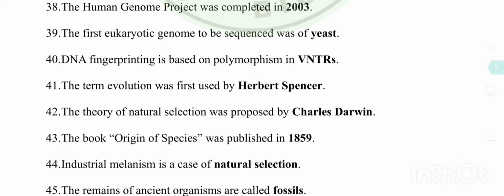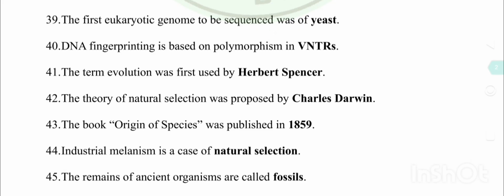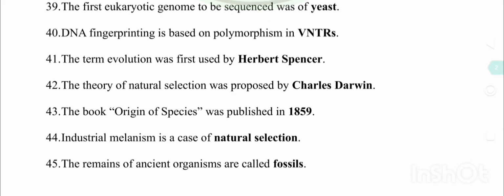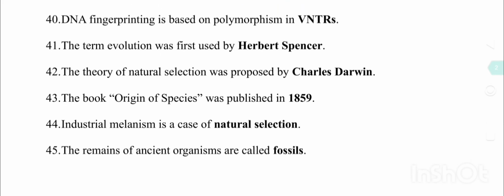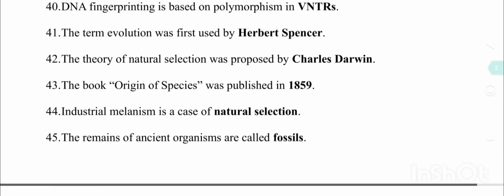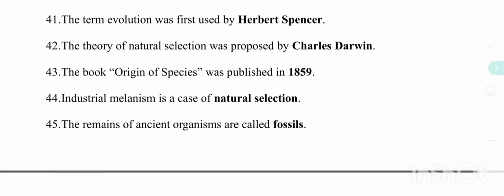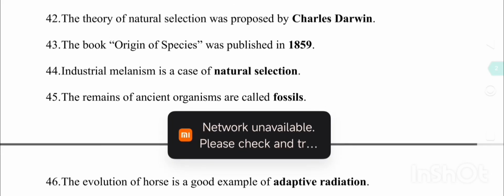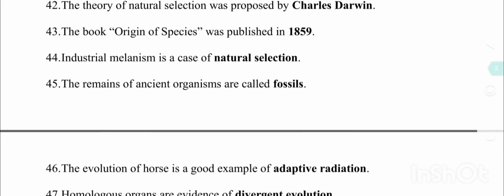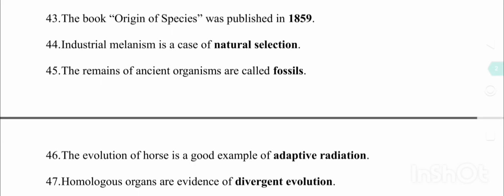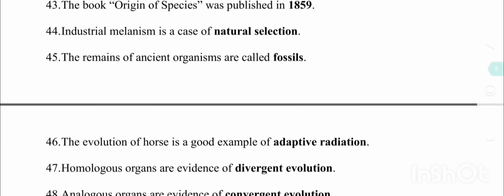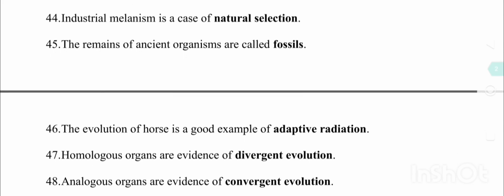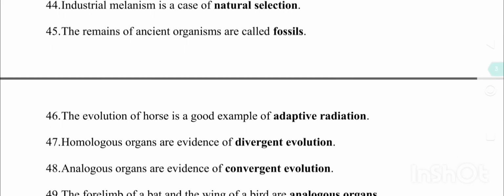41. The term evolution was first used by Herbert Spencer. 42. The theory of natural selection was proposed by Charles Darwin. 43. The book Origin of Species was published in 1859. 44. Industrial melanism is a case of natural selection. 45. The remains of ancient organisms are called fossils.